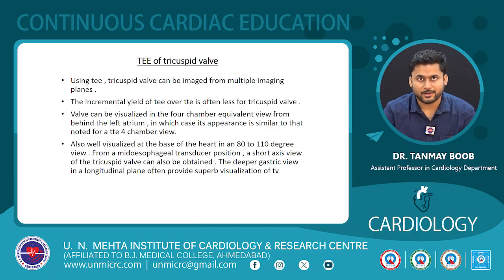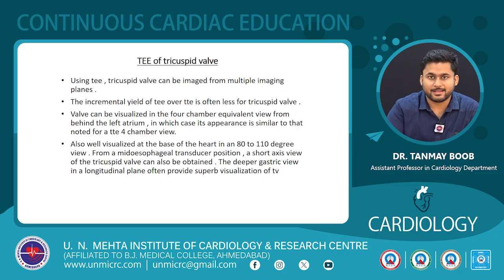For transesophageal echocardiography of the tricuspid valve, using TEE, the tricuspid valve can be imaged in multiple imaging planes. The incremental yield of TEE over TTE is often less for the tricuspid valve, being the most rightward structure. The valve can be visualized in a four-chamber equivalent view from behind the LA, in which case its appearance is similar to that noted in the TTE apical four-chamber view. It is also well visualized at the base of the heart at 80 to 110 degrees omni angle. From a mid-esophageal transducer position, a short axis view of the tricuspid valve can also be obtained.